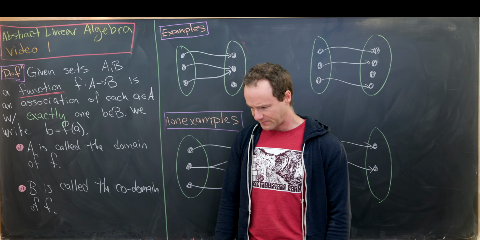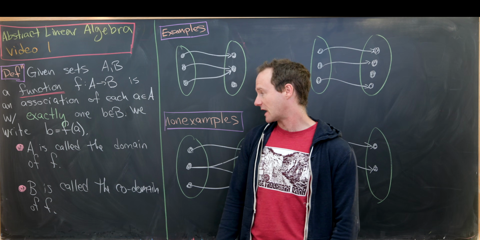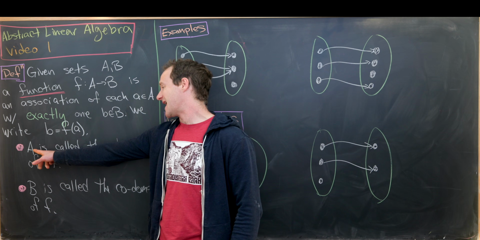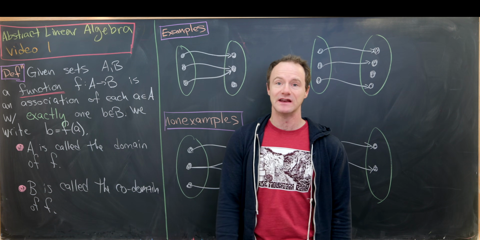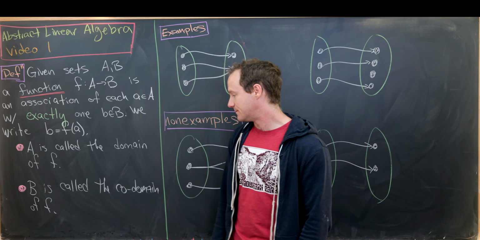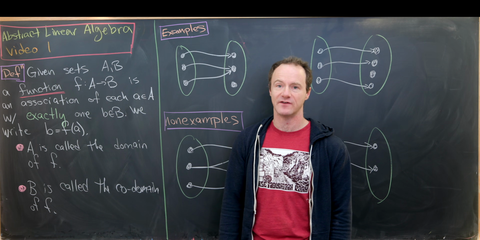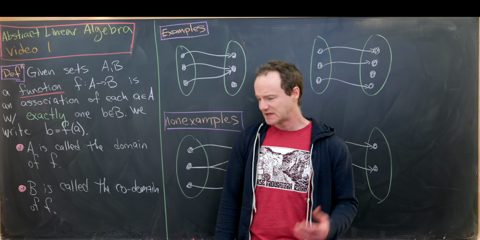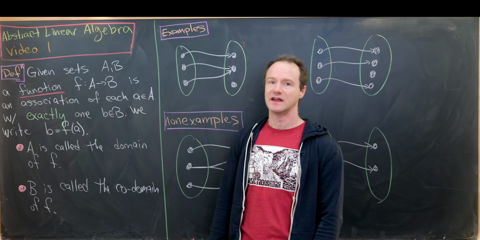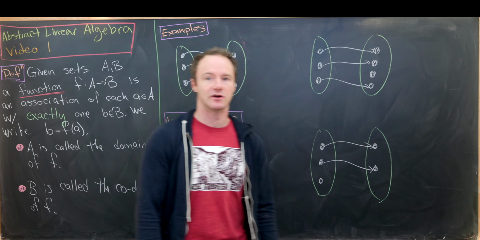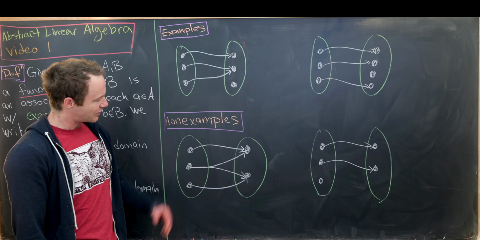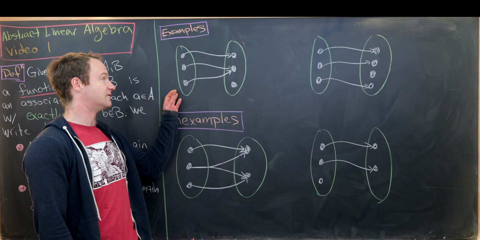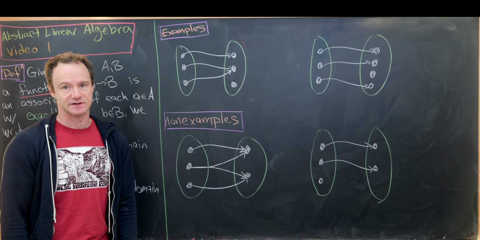So you're probably familiar with this type of notation from calculus. And so this set A is called the domain of f, whereas this set B is called the codomain of f. You might think that this set B should be called the range, but that's actually reserved for a subset of B, which we'll talk about a little bit later in the video. So here are a couple of picture examples of functions and non-examples of functions.